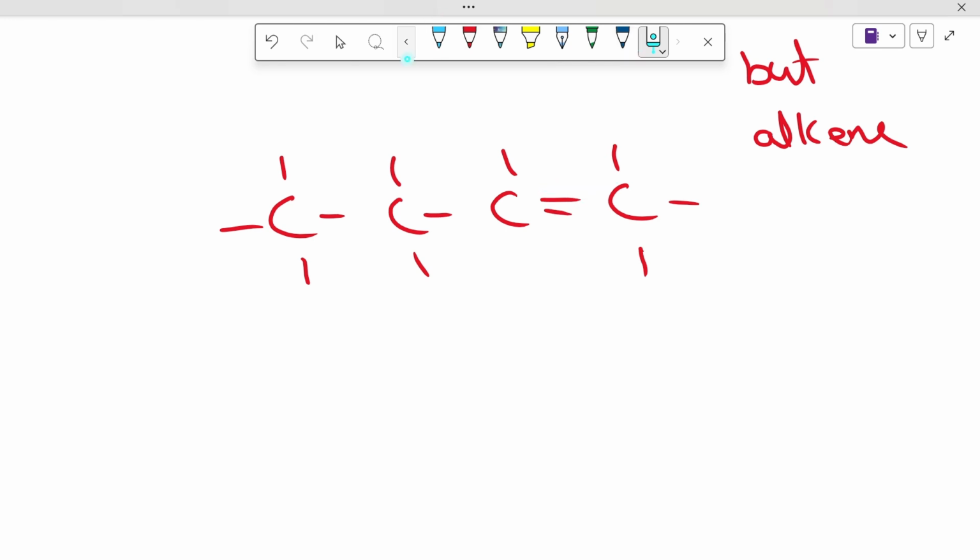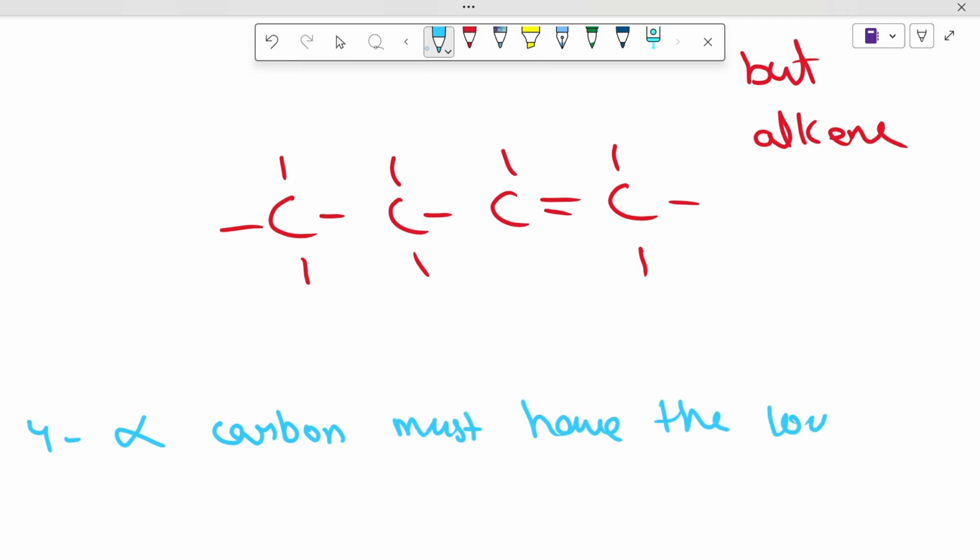Now, why could we not number from this side? We could have done 1, 2, 3, 4 starting from the left side. The reason is that, as I already told you, the alpha carbon must be the lowest number. Let me just write that down, it's a very important part. So the alpha carbon must have the lowest possible number. Okay, so now that's clear.